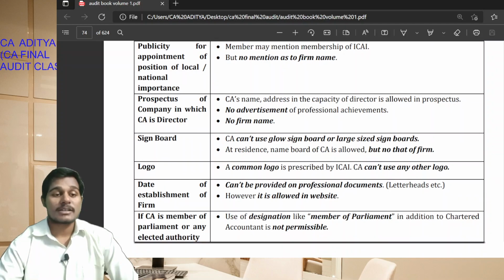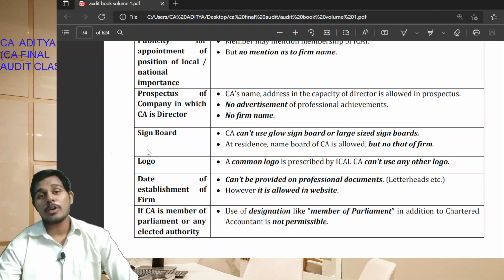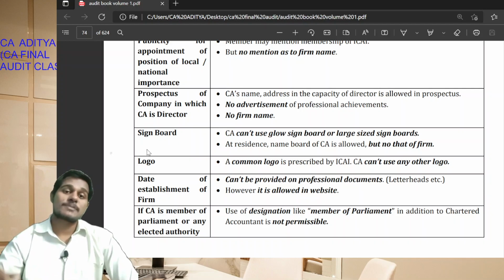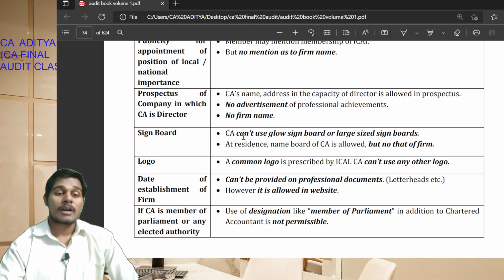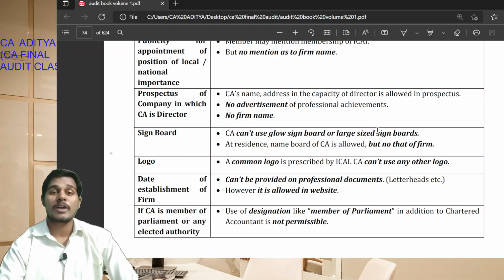Signboard cannot be used. That is, the name board or any firm name board shall be displayed outside the place of business. The audit office outside a name board is displayed relating to the audit office. In that name board or firm office board, no glow sign board or large sign board should be used. Glow sign board means a lighting board, which should not be used for the audit office, nor large sign board.